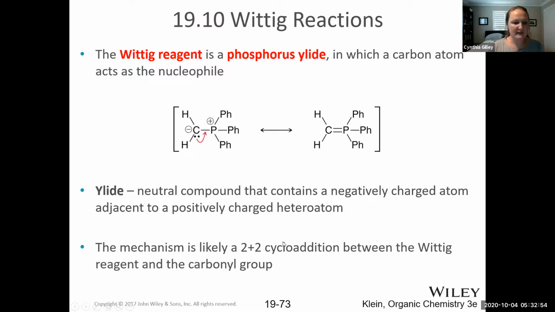The mechanism that we're going to draw for the Wittig reaction is going to involve a 2+2 cycloaddition. Remember, we saw those in the chapter that contained the Diels-Alder reaction, which was a 4+2 cycloaddition.